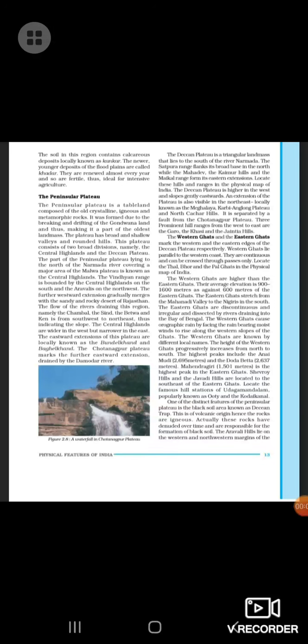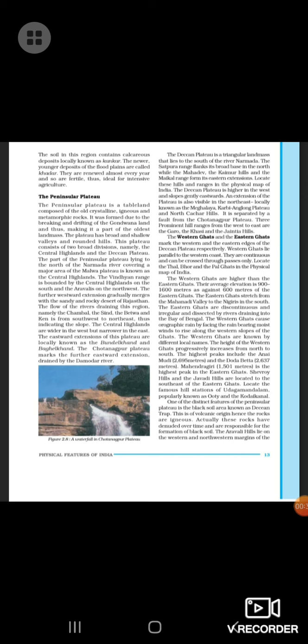Morning class. Today we are going to continue the chapter on the physical features of India, and we are supposed to start the peninsular plateau. As you all know, we have already discussed the first topic, the Himalayan mountains, and the second topic, the northern plains of India. Now we are supposed to begin the next topic, the peninsular plateau, and for this you need to open page number 13 of your NCERT.